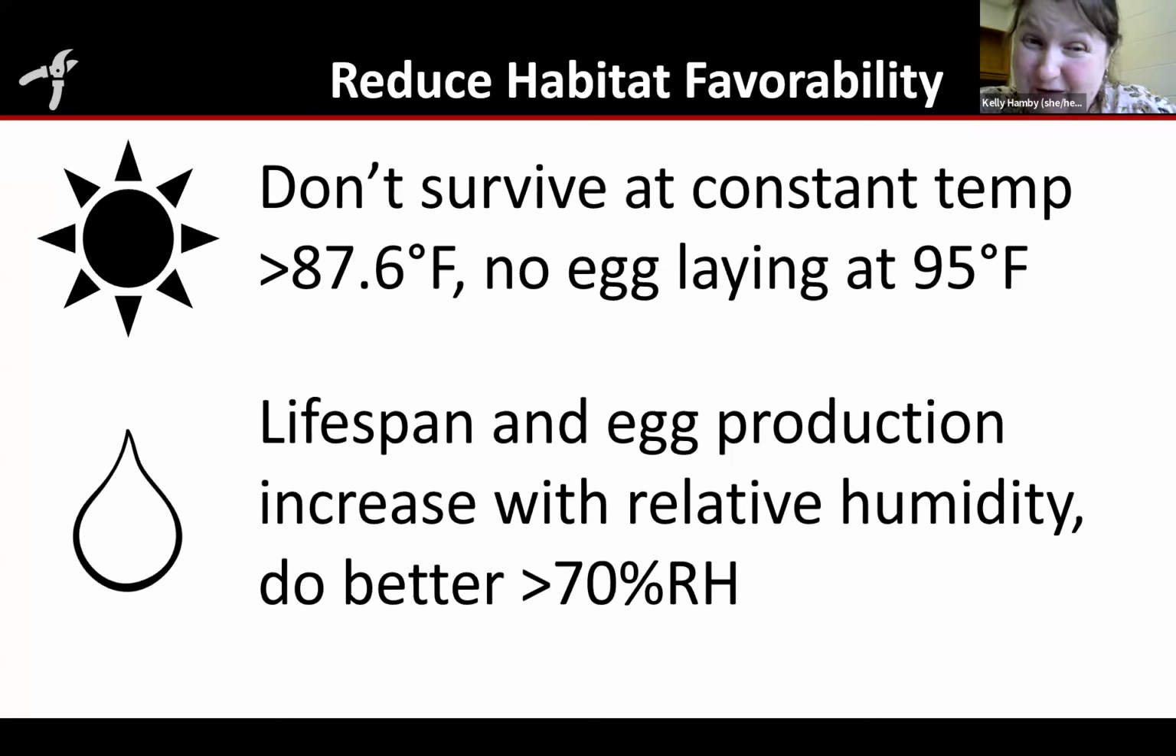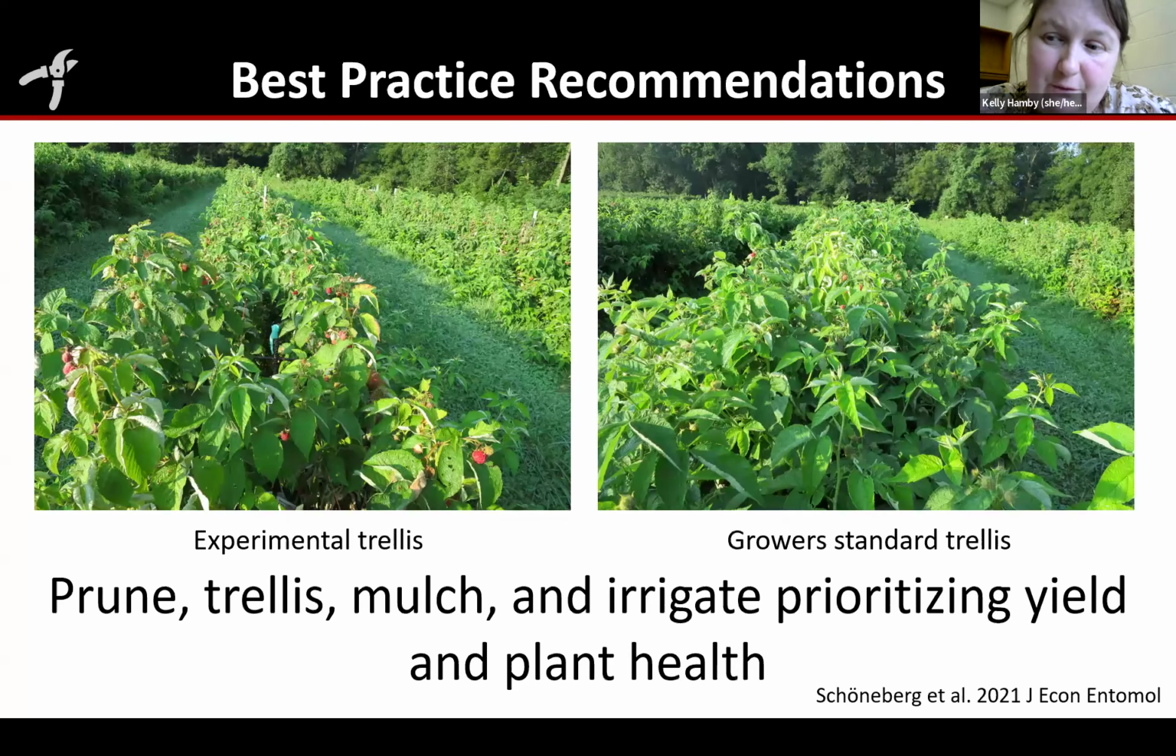Unfortunately, in Maryland, it is often quite humid, and we tend to be fairly conducive for them in terms of weather. They also can move around to avoid these hot, dry conditions. It's the larvae that really can't move around. So we tried pruning, we tried trellising, we tried mulching and irrigating to reduce spotted wing Drosophila infestation, and we could reduce infestation a little bit with a lot of these strategies.